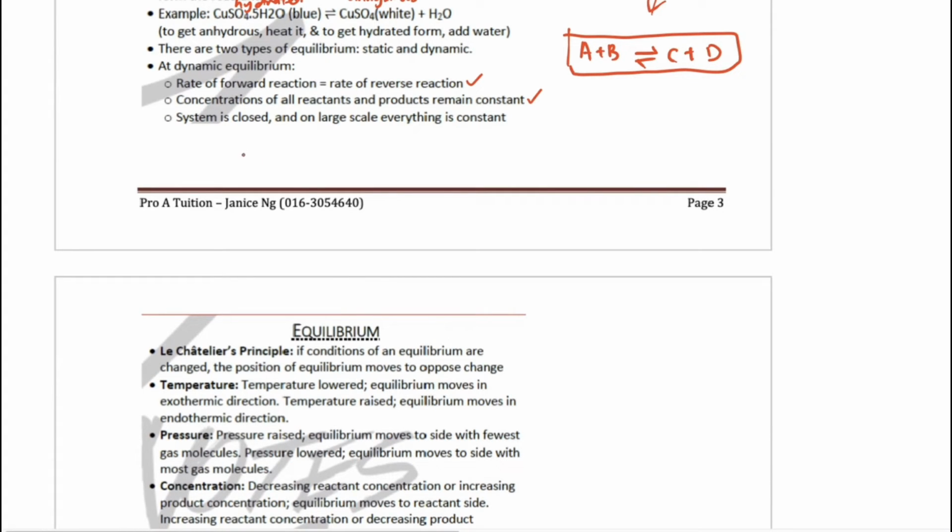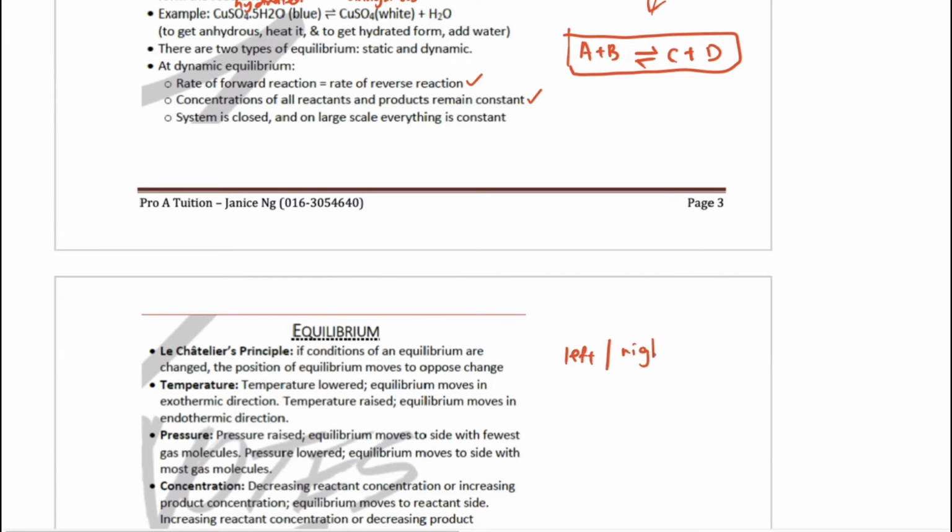That is a closed system. Now we try to disturb the system here. We try to add something and we want to see what happens. So that's why we have this principle, the Le Chatelier principle. If the conditions of an equilibrium are changed, the position of equilibrium moves to oppose the change. What I mean by the position of equilibrium moving is that it either moves to the left or moves to the right.